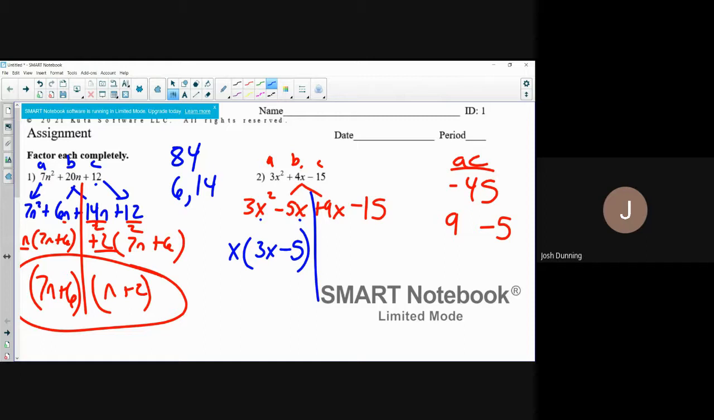So it doesn't really matter. But this way, I don't even have to worry about that. I can divide by 3 on the right-hand side. I don't have to worry about any double negatives or anything. Pull out that 3x minus 5. You're left over with x plus 3.